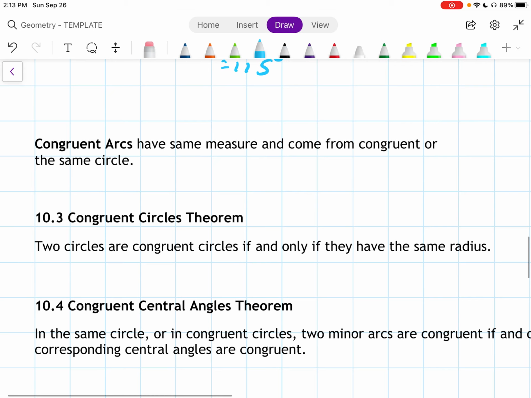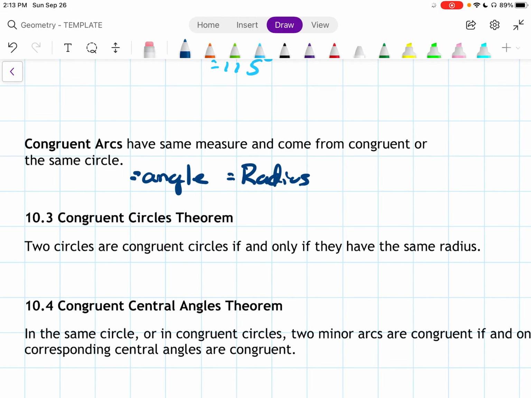Alrighty. Congruent arcs. Congruent arcs have the same measure and come from congruent or the same circle. So congruent arcs have to have the same angle measure, and they have to have the same radius, right? If they're in the same circle, then obviously they have the same radius because it's the same circle. If they're in congruent circles, then congruent circles would have the same radius as well, right? So congruent arcs need to have the same measure. We'll say same angle and radius. Equal measure and equal radius.